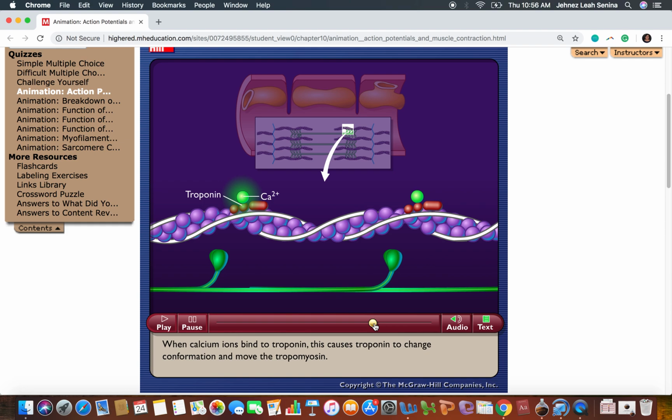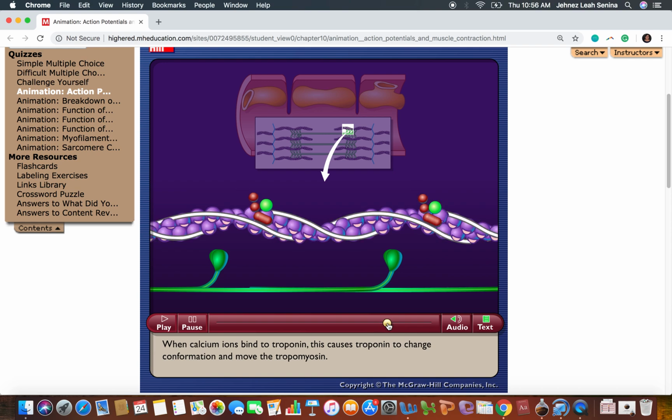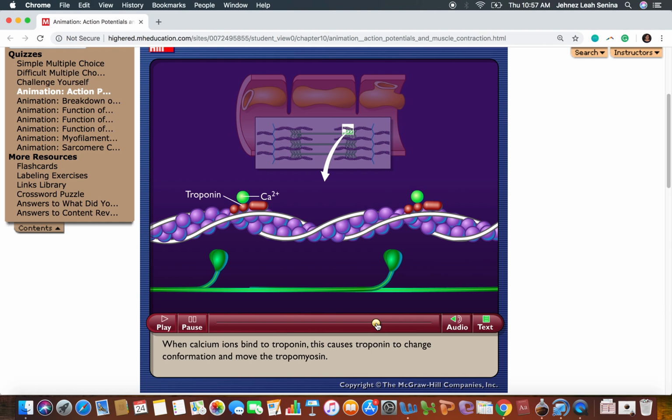Binding of calcium to troponin results in a change in the position of the tropomyosin. I don't know if it's clear, but do you see what just happened? When I moved the tropomyosin, what did you see? These ones. It was hidden before. Look. Hidden. Those are the binding sites. Those are where your heads can bind.